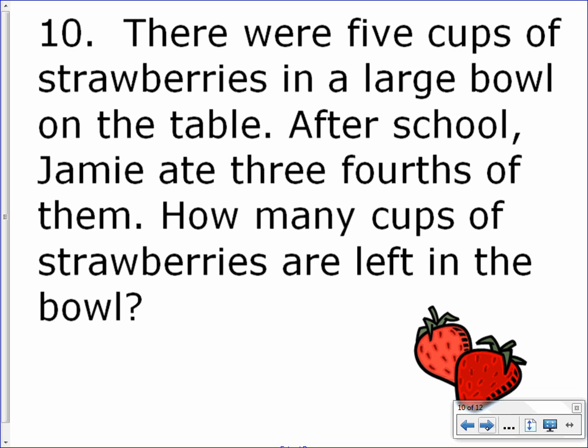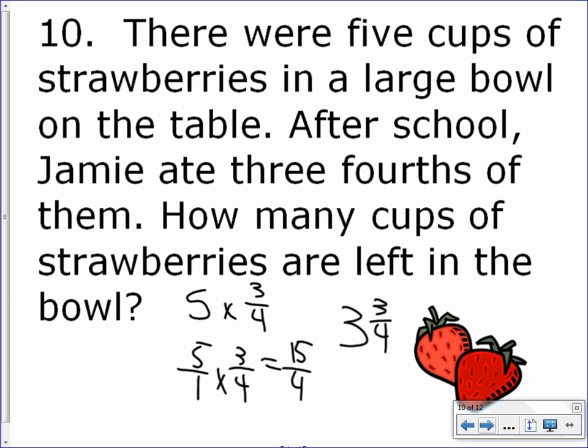10. There were 5 cups of strawberries in a large bowl on the table. After school, Jamie ate 3/4 of them. Of is signifying multiplication. So I take 5 times 3/4. 5 over 1 times 3 over 4. 5 times 3 is 15 over 4. 4 goes into 15 3 times with 3 left over. 3 3/4 is what's left.